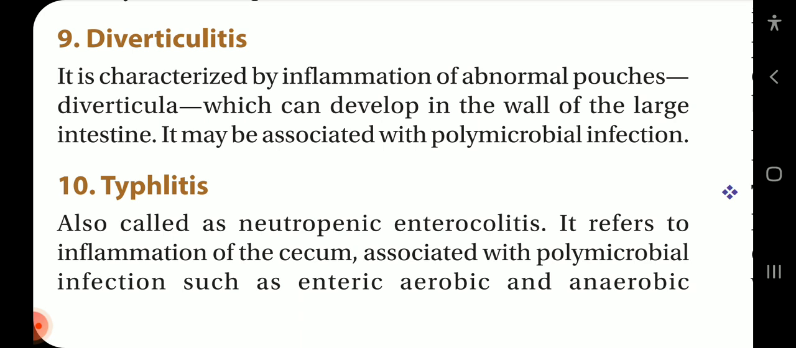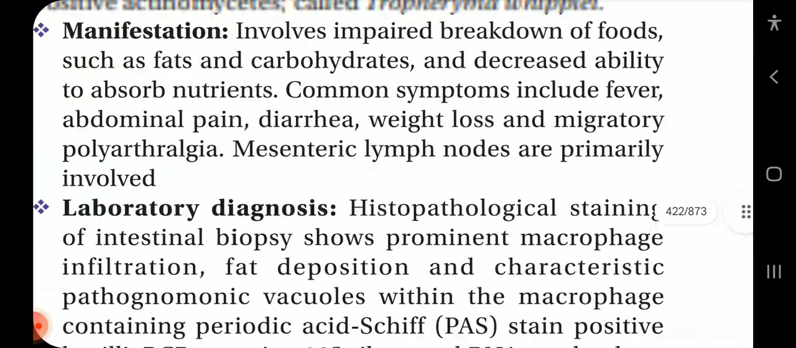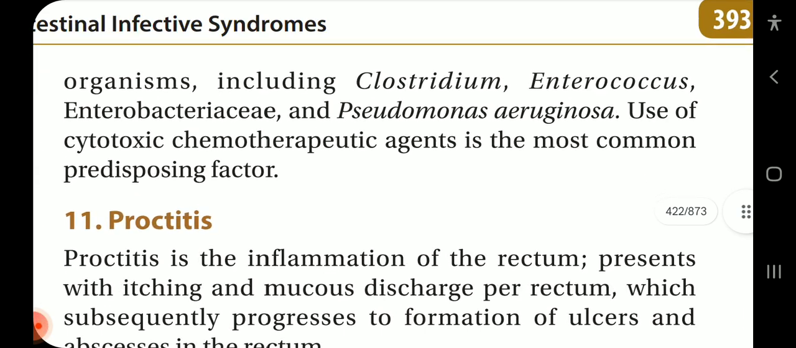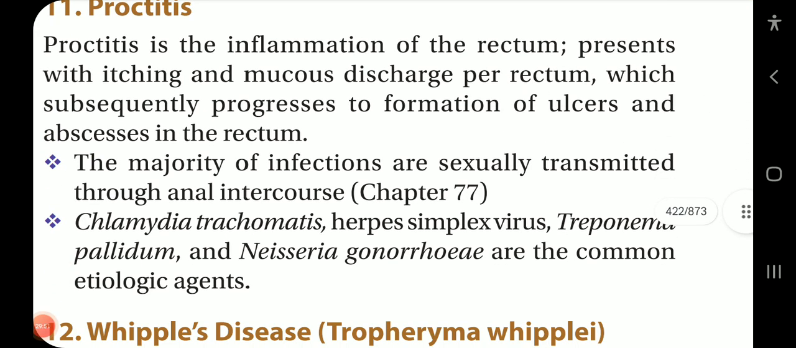Typhlitis, also called neutropenic enterocolitis, refers to inflammation of the cecum associated with polymicrobial infection such as enteric, aerobic, and anaerobic organisms, including Clostridium, Enterococcus, Enterobacteriaceae, Pseudomonas aeruginosa. Use of cytotoxic chemotherapeutic agents is the most common predisposing factor. 11th, proctitis. Proctitis is the inflammation of the rectum, presents with itching and mucus discharge per rectum, which subsequently progresses to formation of ulcers and abscesses in the rectum. The majority of infections are sexually transmitted through anal intercourse. Chlamydia trachomatis, herpes simplex virus, Treponema pallidum, and Neisseria gonorrhoeae are the common etiologic agents.